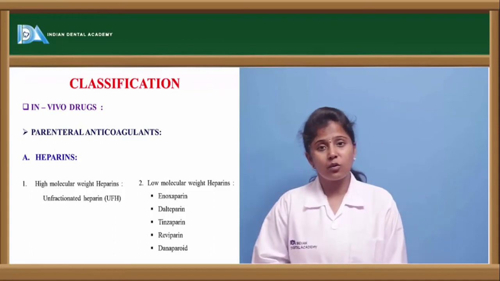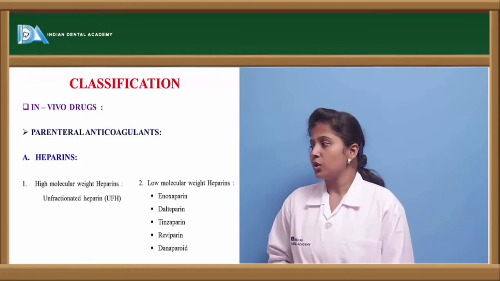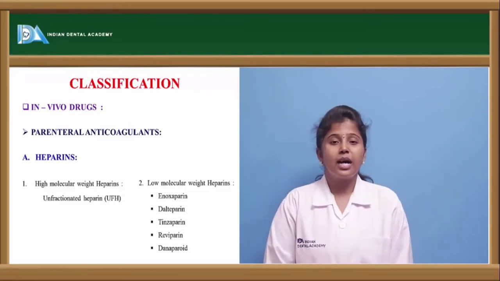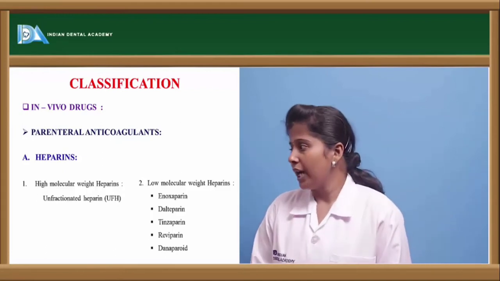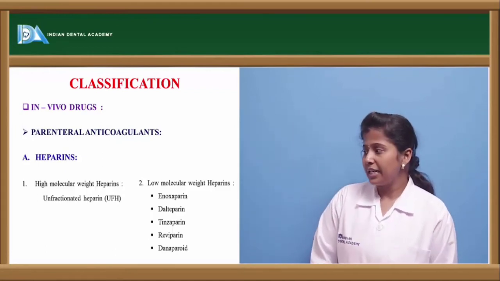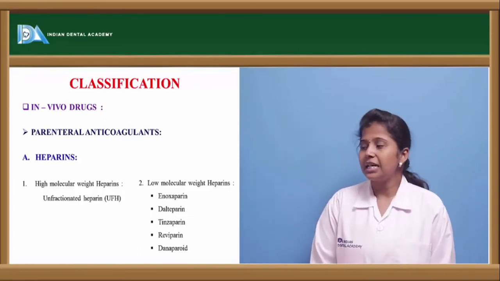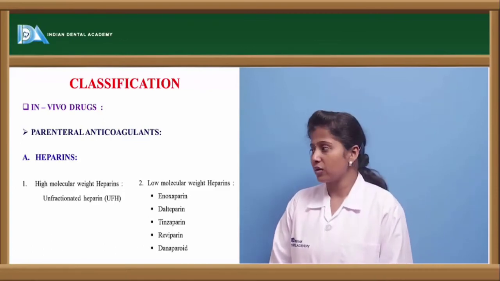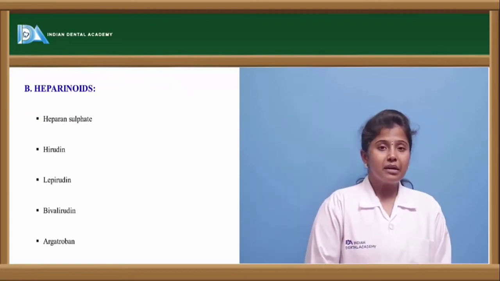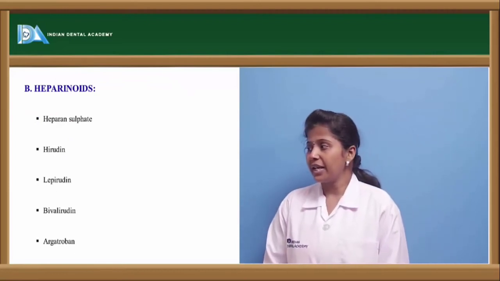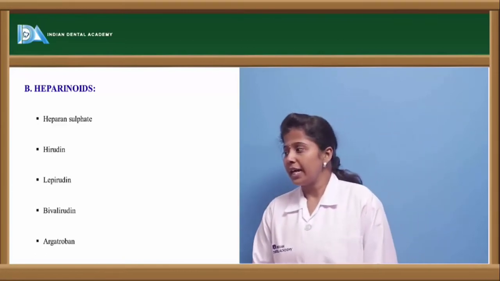In heparin also, there are low molecular weight heparins and high molecular weight heparins. High molecular weight heparins include unfractionated heparin, and low molecular weight heparins include enoxaparin, dalteparin, tinzaparin, reviparin, and danaparoid. So these are the low molecular weight heparinoid analogues. Now let us see heparinoids. Heparinoids are similar in structure to heparin, and they include heparan sulfate, hirudin, lepirudin, bivalirudin, and argatroban.